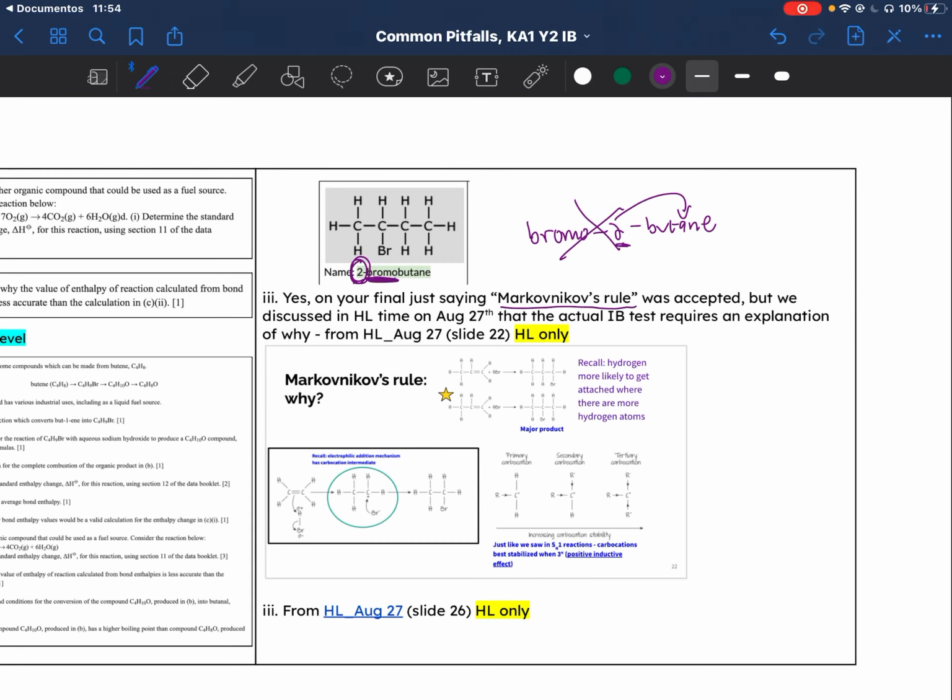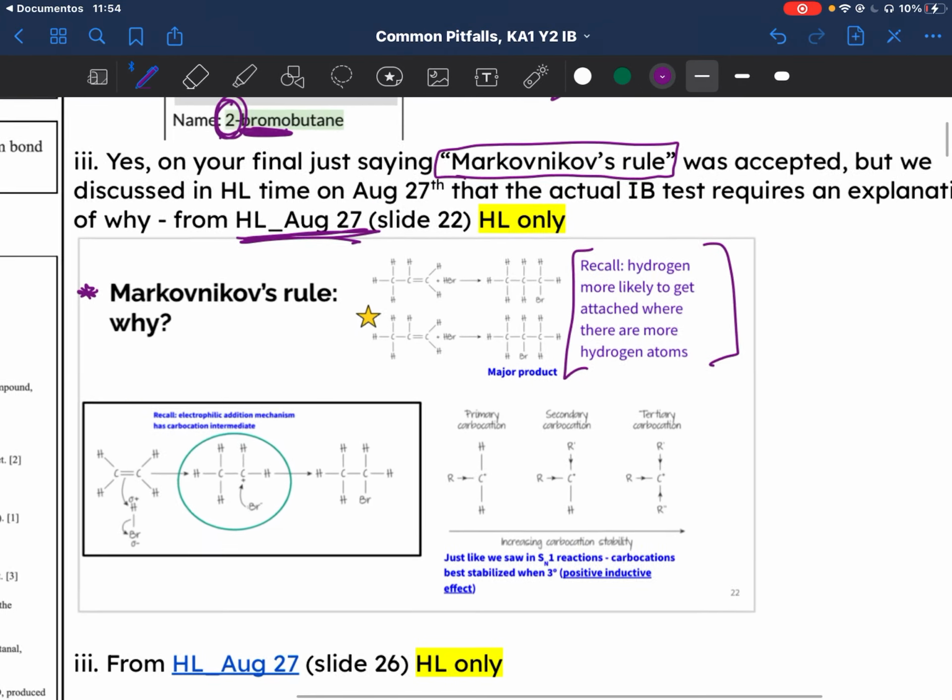All right, another high level only problem, aiii. So Markovnikov's rules. Remember, way back when, in second semester of year 1, we learned Markovnikov's rule in terms of hydrogens. But on August 27th, in high level time, we talked about how the explanation is a little bit more complicated. On your final, I accepted an explanation about hydrogens being more likely to attach where there's other hydrogens, but we discussed that that's not the complete explanation. And moving forward, I would only accept what the IB actually accepts.